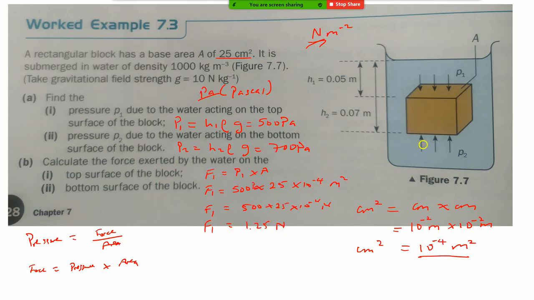And I believe when we go ahead and, what's the different way you did it? All right, you don't have to tell me, but once you get the answer and you know it makes sense, then you can use that method. If we want to find F2, we do the same thing. Pressure is 700 times 25 times 10 to the minus 4. Yeah, go ahead.